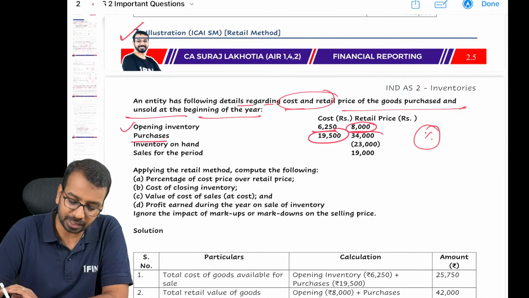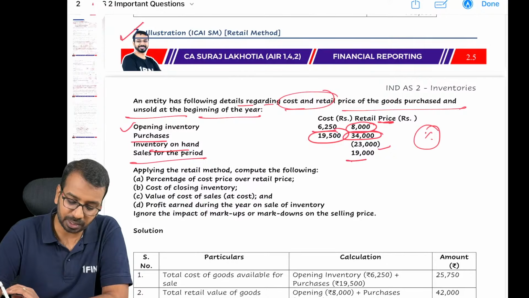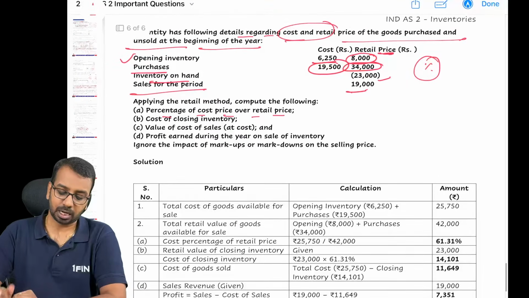Purchases are 19500, retail price is 34000. Inventory on hand is 23000 based on retail prices and sales for the period are 19,000. Calculate the percentage of cost price over retail price. Now how do we do this?